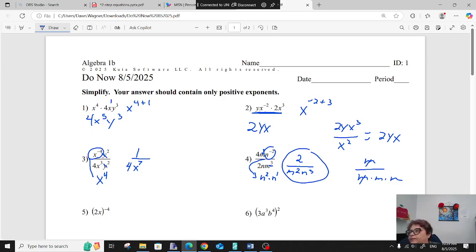How did we do on number 4? Are we still confused on those? Are we making any progress? Do I need to try to explain it again? Okay.